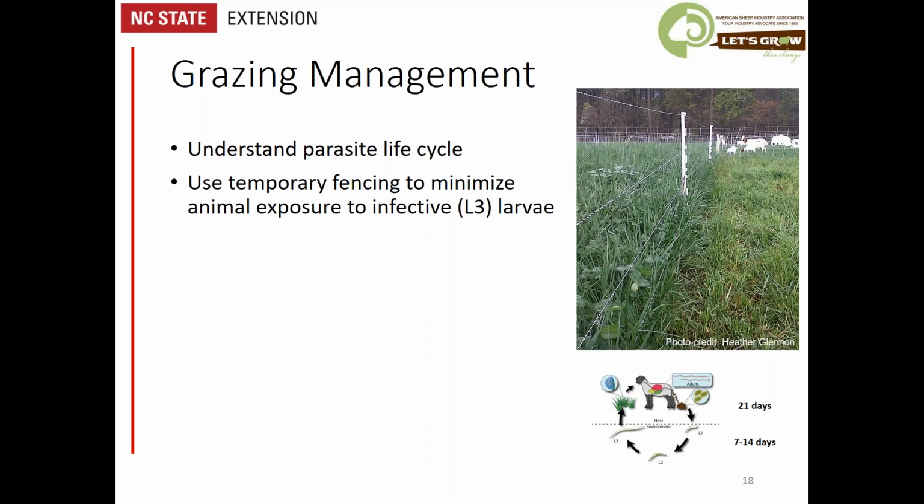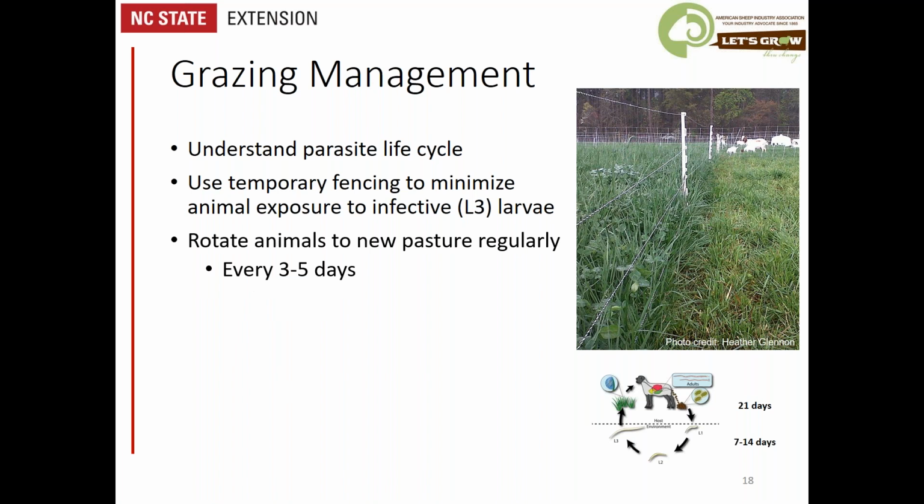So starting off with grazing management, this comes back to that parasite life cycle, and I included the parasite life cycle here in the lower right for your reference. When we talk about grazing management and how we're going to manage our forages, our grasses, our animals within that system, it's crucial that we understand the life cycle. So we're going to use temporary fencing or a variety of different paddocks that we might have available to us to minimize the exposure of that animal to the infective L3 larvae.